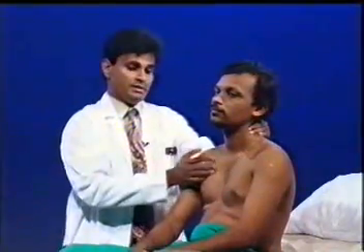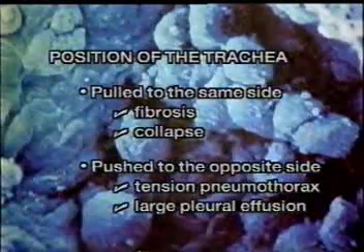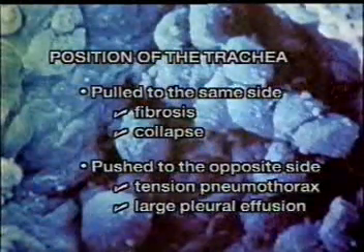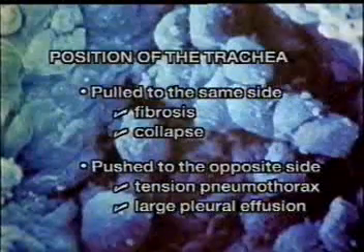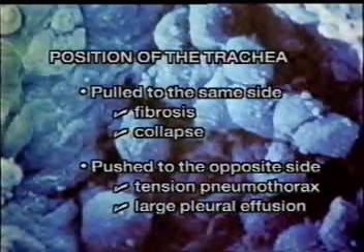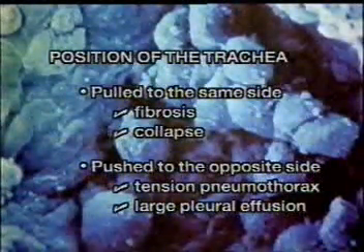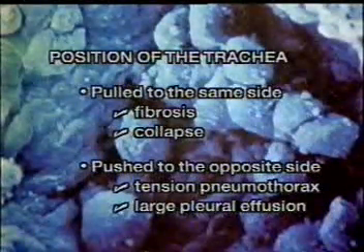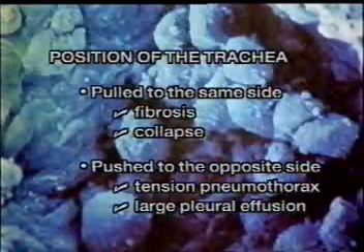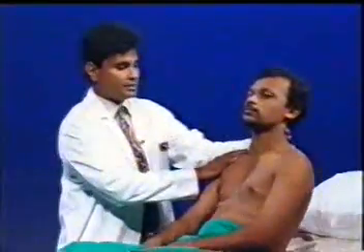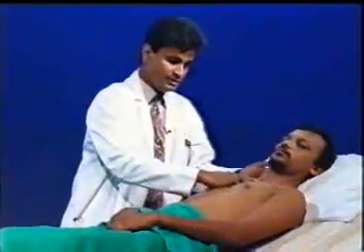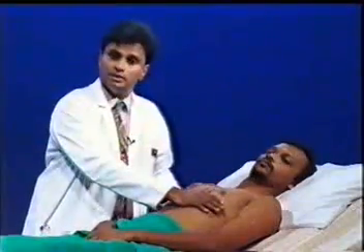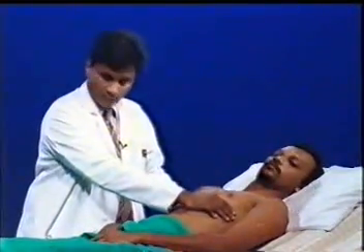But in case of a gross deviation, you should suspect fibrosis or lung collapse, where it is pulled to the same side. In case of a large pneumothorax or a large pleural effusion, it is pushed to the opposite side. Once you ascertain the position of the upper mediastinum, you should proceed to the apex of the heart.